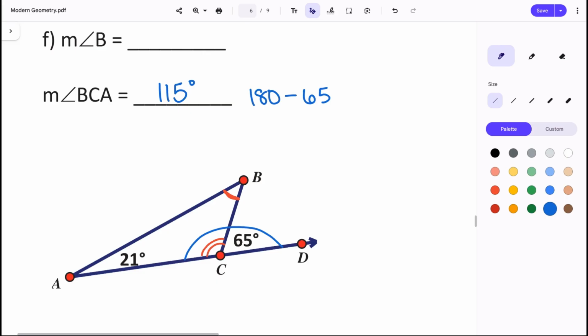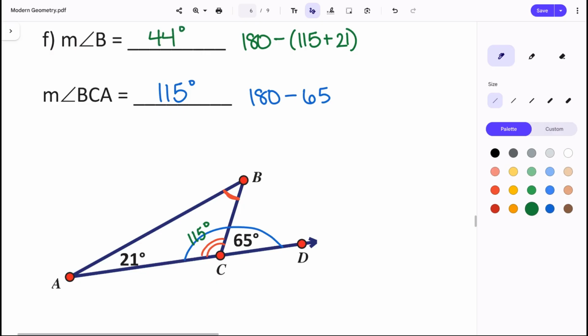115. Okay, so that's this angle here. I'm going to write that 115 right there. Okay, now can we find angle B? What would you do? I subtracted 115 and 21 from 180. 65. It's not 65, is it? Mm-mm. There's no parallel lines in this picture, so we can't use alternate interior. What'd you say? 44.